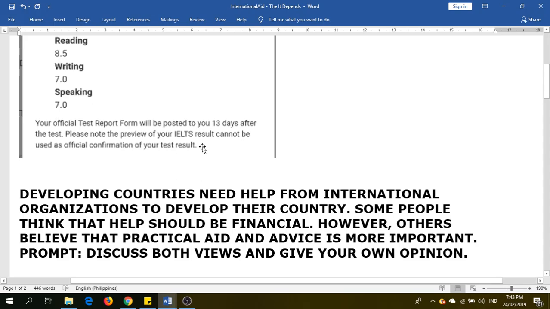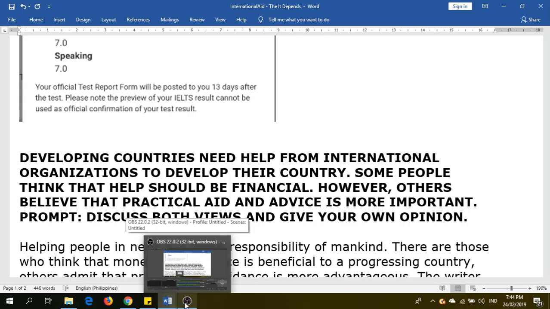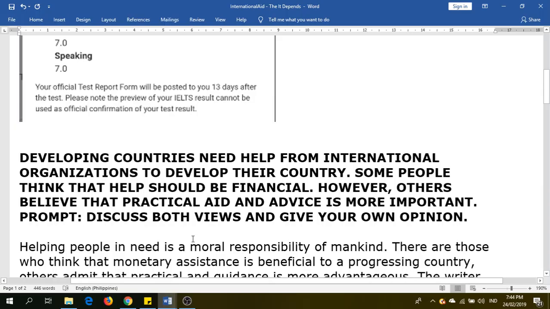Developing countries need help from international organizations to develop their country. Some people think that help should be financial. Others, however, believe that practical aid and advice is more important. Discuss both views and give your opinion.